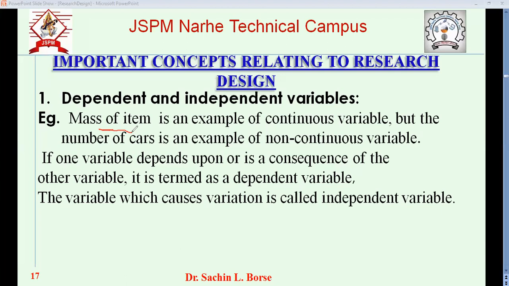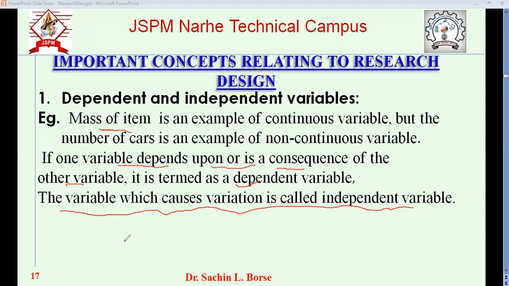Now we have already seen dependent and independent variables, but I still want to repeat here because our topic is independent and dependent parameter or variable. If one variable depends upon or is a consequence of another variable, then that variable is called a dependent variable. We'll give the example in the next slide. Next, the variable which causes the variation is called what? Independent parameter.